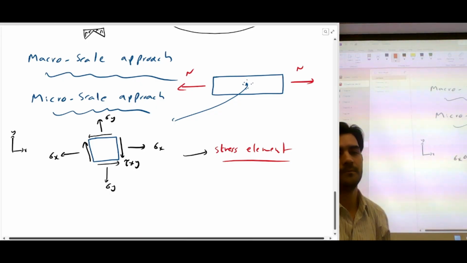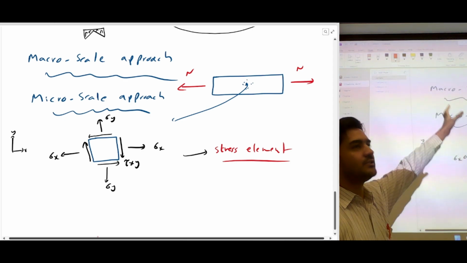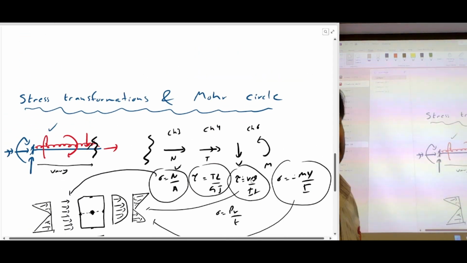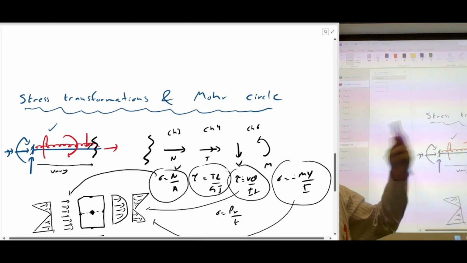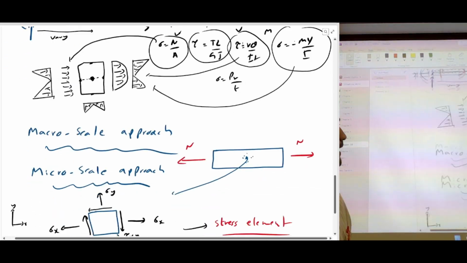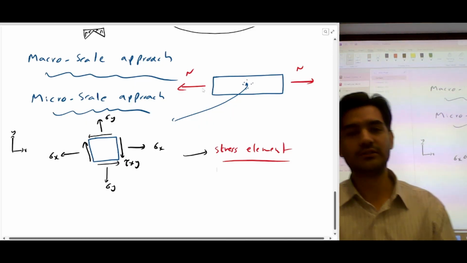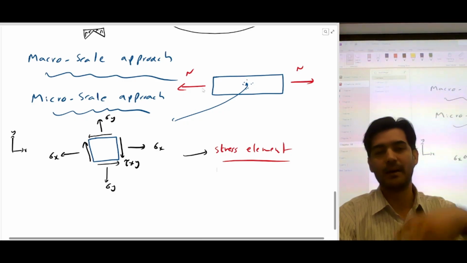This is called stress element. So we could have just used these equations and come up with the total stress, and then we can solve a problem. But why we are using the micro scale approach is that it has a bunch of different benefits on top of this macro scale approach, because this micro scale approach is really handy when you have combined loading.